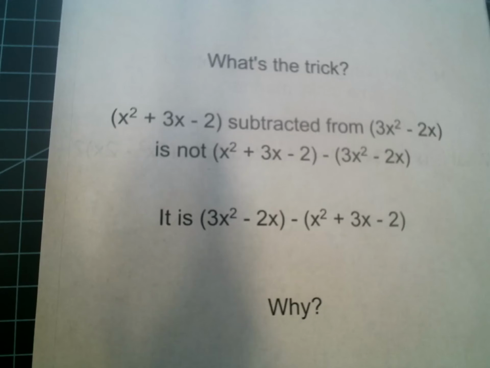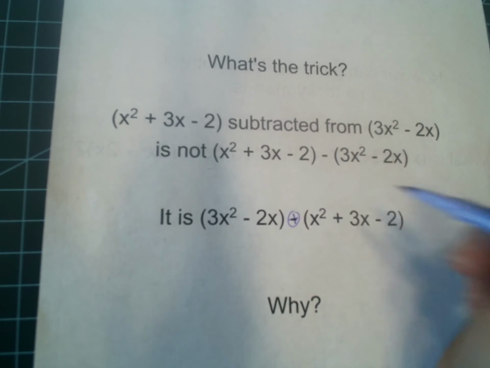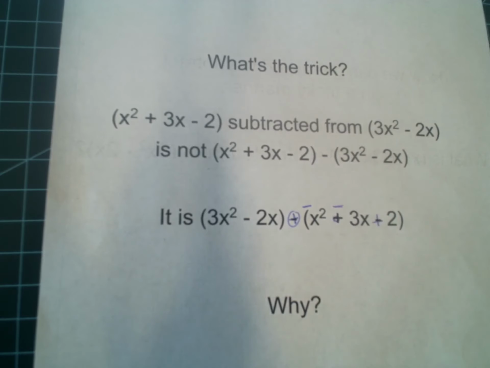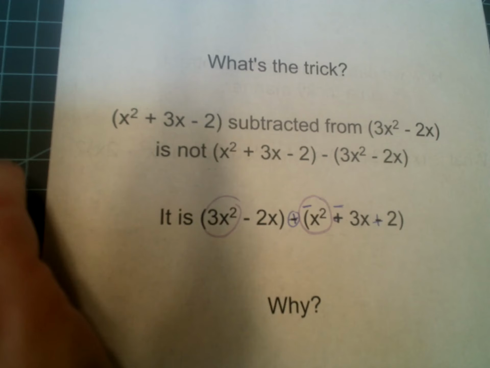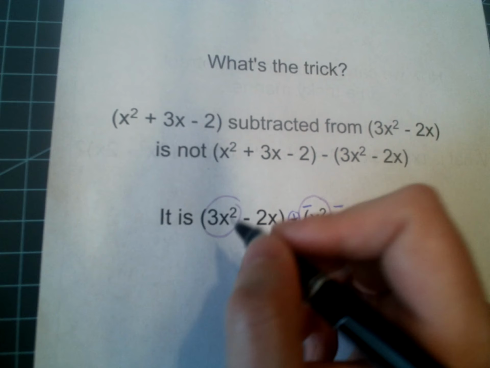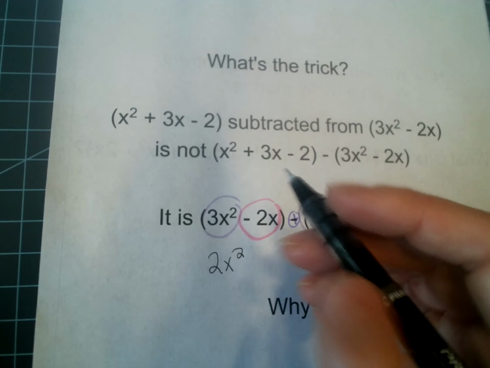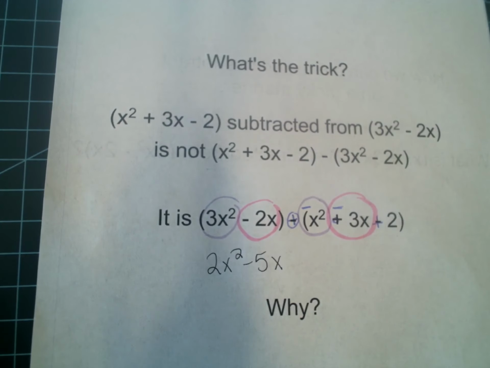So then this would leave you 3x squared minus x squared, which is 2x squared. Then you would have a negative 2x minus 3x, leaves you a minus 5x. And finally, there is no term like the plus 2, so it's just going to come down in your answer. If you perform the subtraction in this order, you will not get the same answer. So be careful with that.